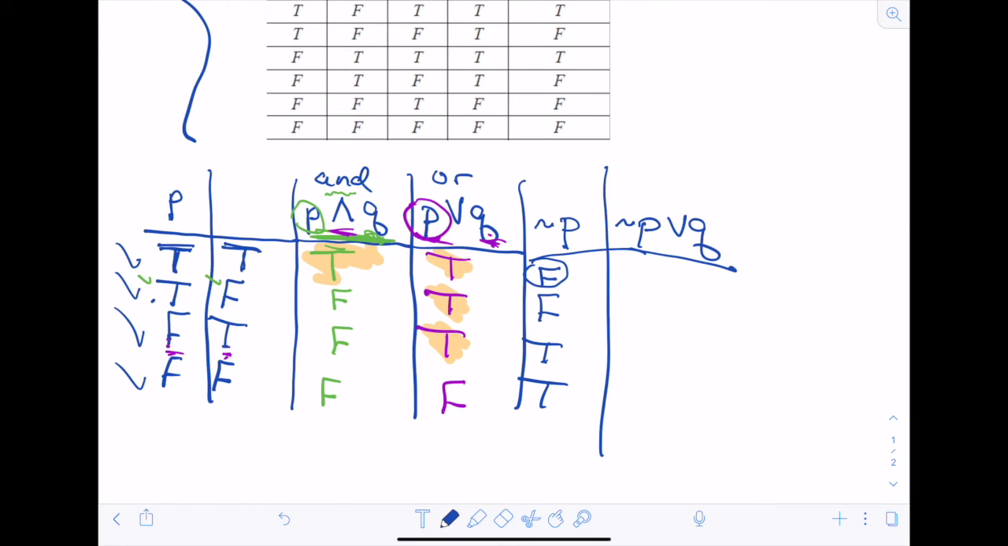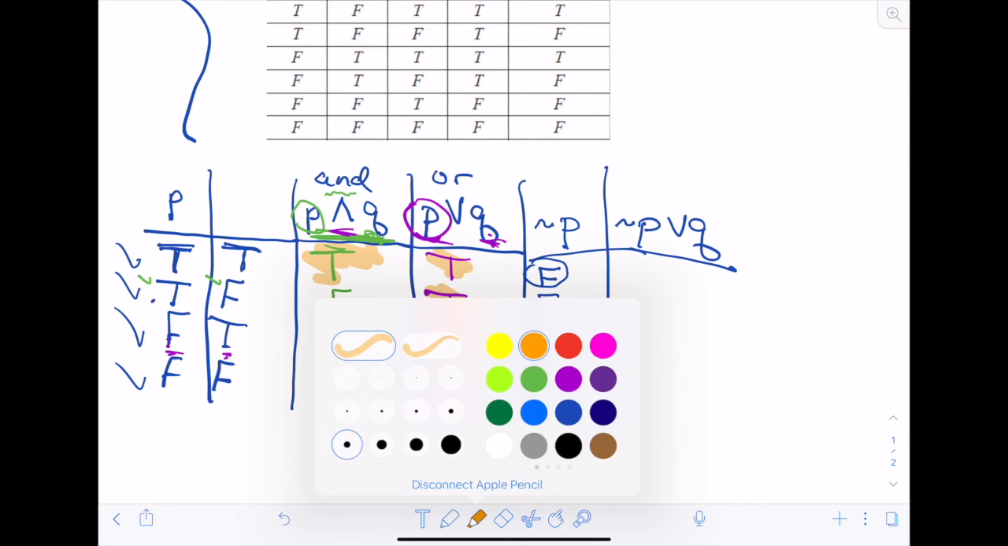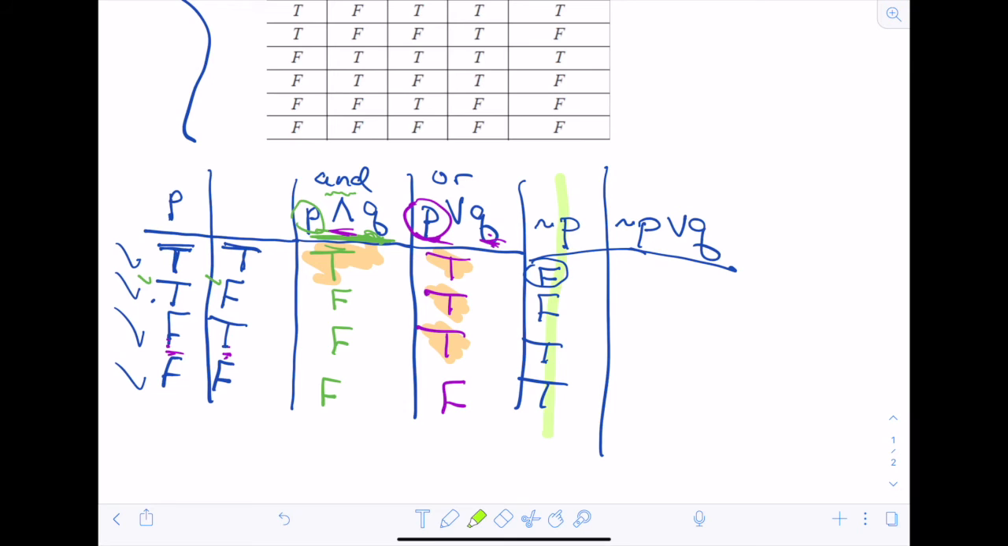If I have not P or Q, I want to find the column that's not P. So let me highlight this column. And I also want to find the Q column. What happened to my Q? There it is. So those are the two columns I'm going to OR together. I'm going to OR them. And the only way an OR becomes false is if they're both false.